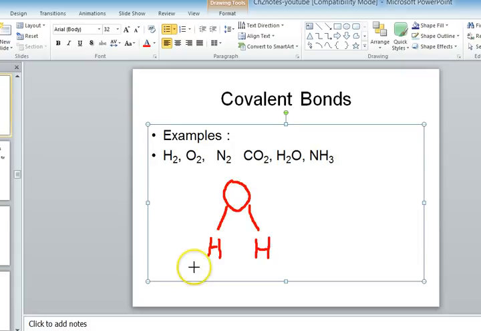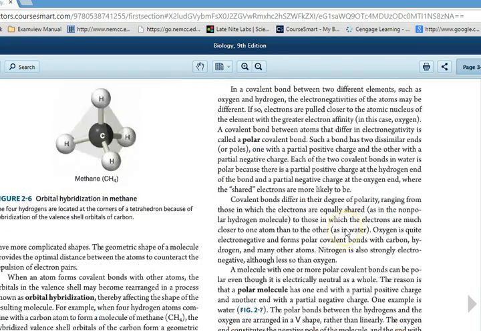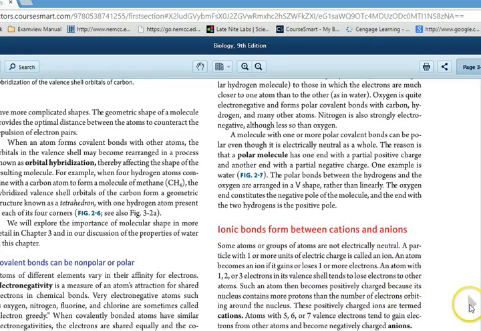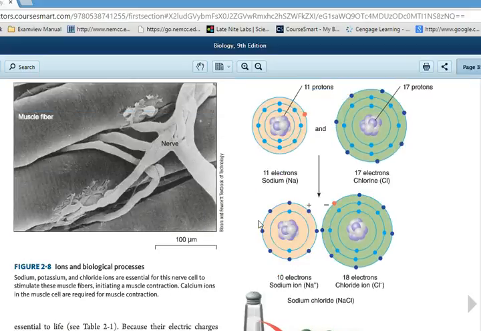Let's go back over to the textbook for a second and see. Well, I said we're going back to the textbook. I have to turn this off. There. Okay. Let's see if there's anything else to look at here. That's going into ionic bonds. Okay, so let's go back here.